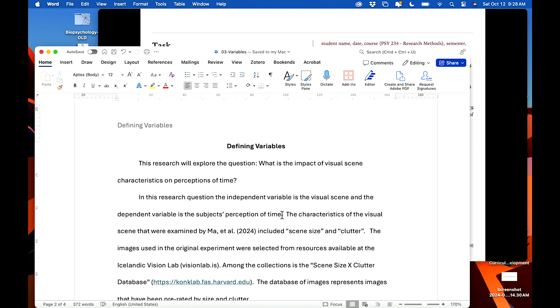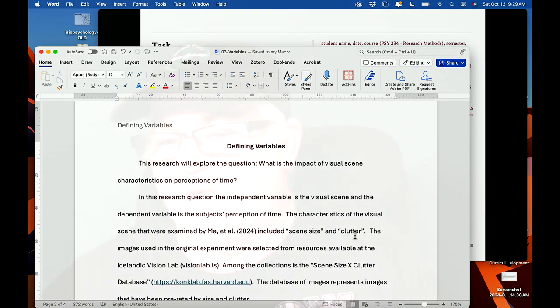I'm defining these as independent and dependent variables. The characteristics of the visual scene that were examined by my source article included scene size and clutter. At that point, I'm defining, of all the different things that could be characteristics of a scene, these are the two I'm looking at. I'm looking at those two characteristics, and in a given image, it's been pre-rated as either a large scene or a small scene, and also the amount of stuff, the clutter inside of that.